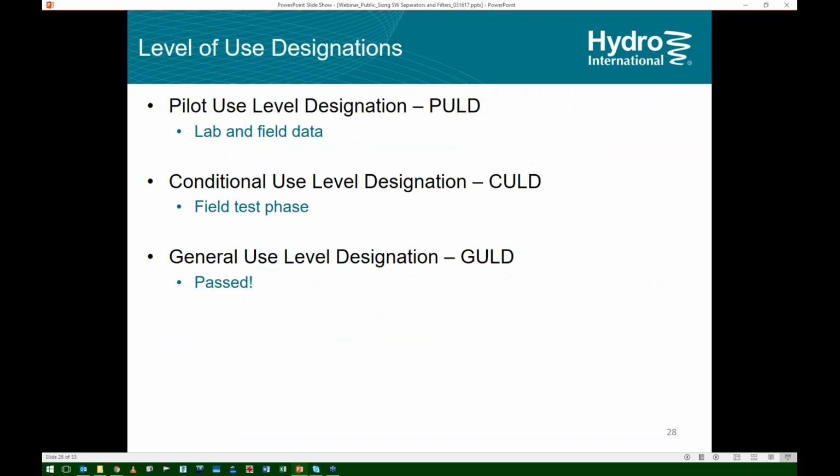Within the Washington DOE, you get pilot level, conditional use level, and general level. So your pilot level is you submit a bit of lab and a bit of field data, and you get approval to do your field testing because they think it might work. Conditional use allows you to install and sell a few pieces of equipment while you do your field testing, in the anticipation that you'll get the general level designation and you'll be fully approved.